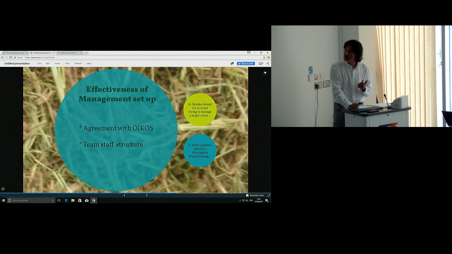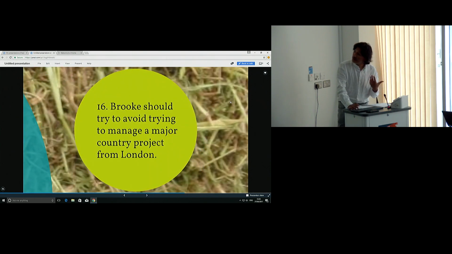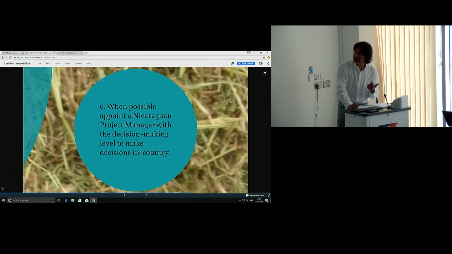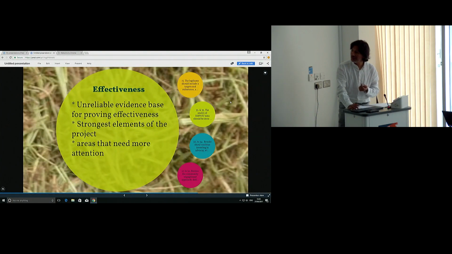The effectiveness of the management setup: the diagramming with OIKOS and the team staff structure. Well, the diagramming with OIKOS, as I said at the beginning, is basically the issue around who managed and the agreement that we had. The recommendation is Brooke should try to avoid managing a major country project from London. When possible, appoint a Nicaraguan project manager with the decision-making level to make decisions in country. That is now solved with the Nicaragua branch.